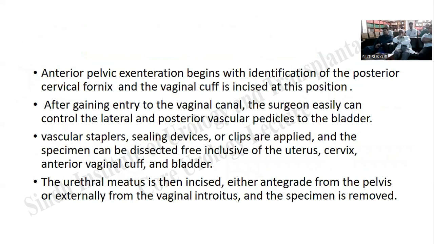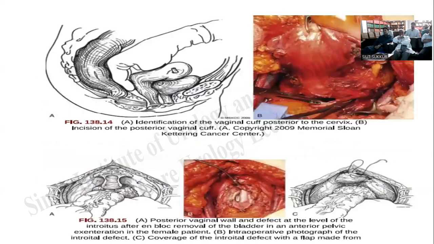Anterior pelvic exenteration begins with the identification of the posterior cervical fornix, and the vaginal cuff is incised at this point. After gaining entry into the vaginal canal, the surgeon can easily control lateral and posterior vascular pedicles to the bladder. Vascular stapler, sealing devices, or clips are applied, and the specimen can be dissected free, inclusive of the uterus, cervix, anterior vaginal cuff, and bladder. The urethral meatus is then incised either antegrade from the pelvis or externally from the introitus, and the specimen is removed.